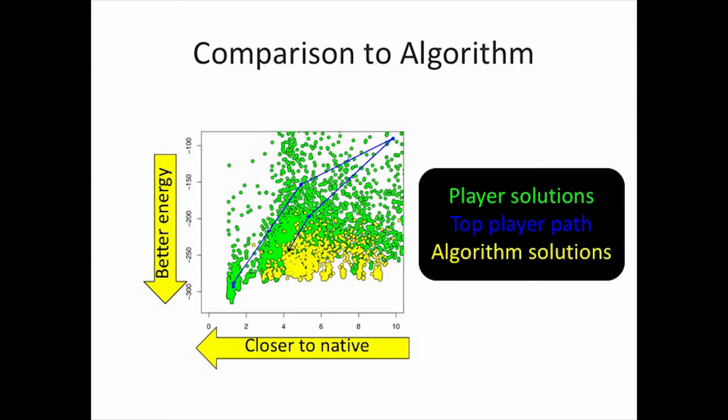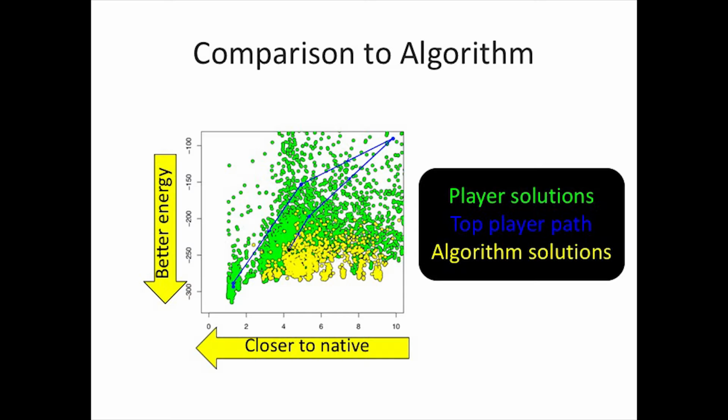And so we took a closer look at what the players did and how they searched through the space of structures differently from a purely automated method. In this chart here, every dot represents a protein structure, and the green dots are player solutions. The yellow dots are solutions produced by the Rebuild and Refine algorithm. Down is better energy or higher score, so the energy is the inverse of the score. Lower is better energy or higher score, and to the left is a better quality structure, closer to the native, a lower RMSD.